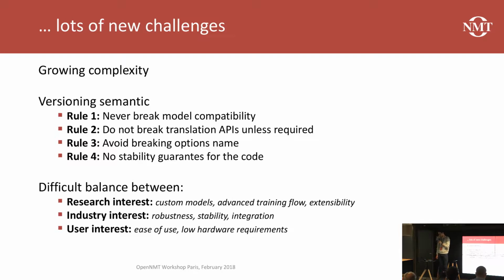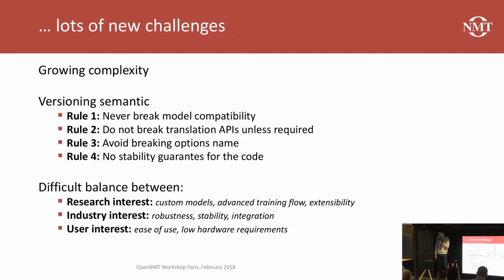And the fourth rule is actually not a rule, is that we didn't provide any stability guarantees for the code itself. That means if you are working against, for example, the APIs on the encoder, you are not guaranteed that it will work on newer releases.